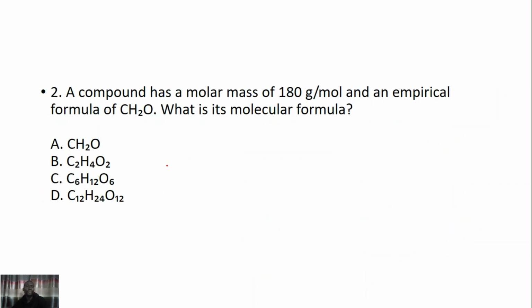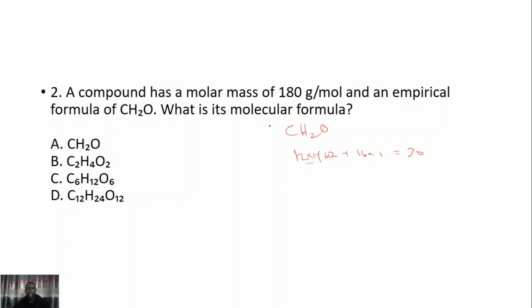Next question. The compound has a molar mass of 180 gram per mole and an empirical formula of CH2O. What is its molecular formula? To calculate the molecular formula, the first thing we need to do is calculate the molar mass of the empirical formula, which is 12 times 1 plus 1 times 2 plus 16 times 1, which is equal to 12 plus 2 plus 16, which is 30.